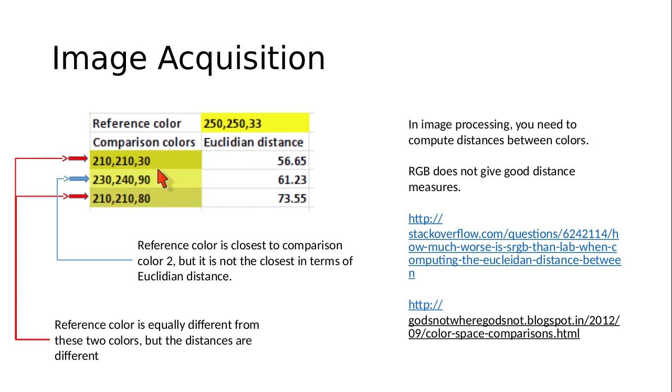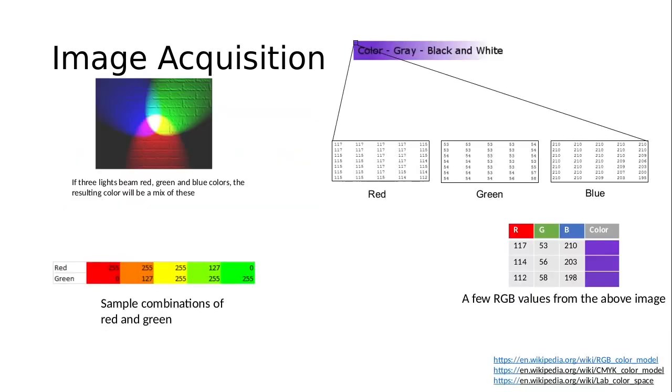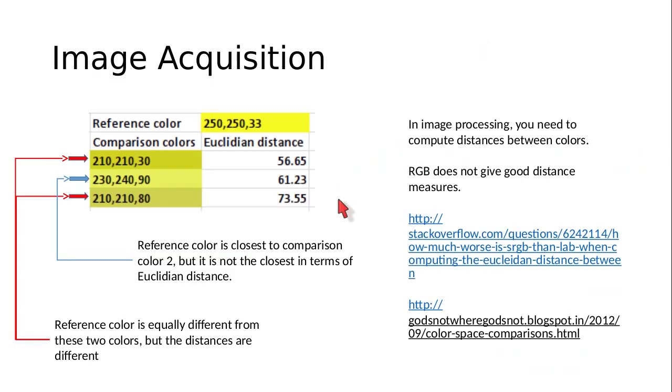But if you asked a human being which of these three colors is similar to this, a human would say, hey, this color is very similar to this color. But if you look at the Euclidean distance, 61.23 is greater than 56.65. So this is actually far away from this. So what you need to understand is, even though in digital cameras or scanners or many digital devices, RGB is the channel in which color is captured. So RGB is the modality in which color is captured. It is not a good distance measure.